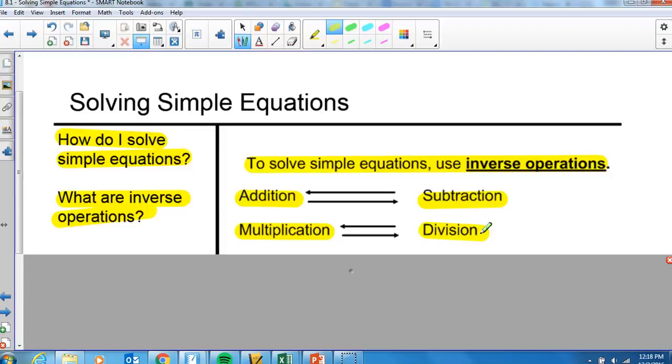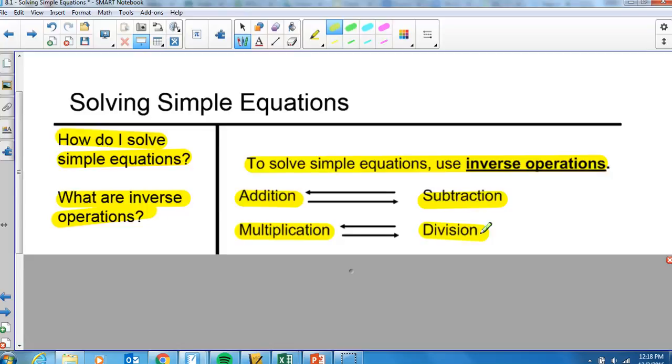So for instance, if I add 5 to something, how do I undo that? Or how do I do the opposite of it? The opposite would be to subtract it. Or if I divide something by 10, how do I undo it? How do I do the opposite of it? The opposite would be to multiply by 10.